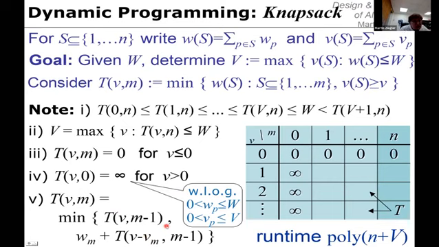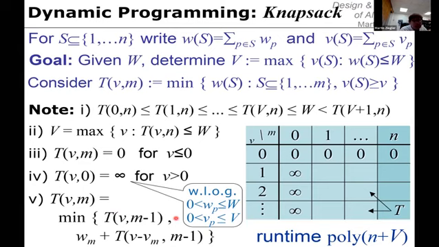Okay, so taking the packets up to m minus 1, this optimal solution, and then adding the mth packet will increase the weight by Wm and will also increase the value by Vm. That's the first case, where the mth packet is part of the optimal solution.